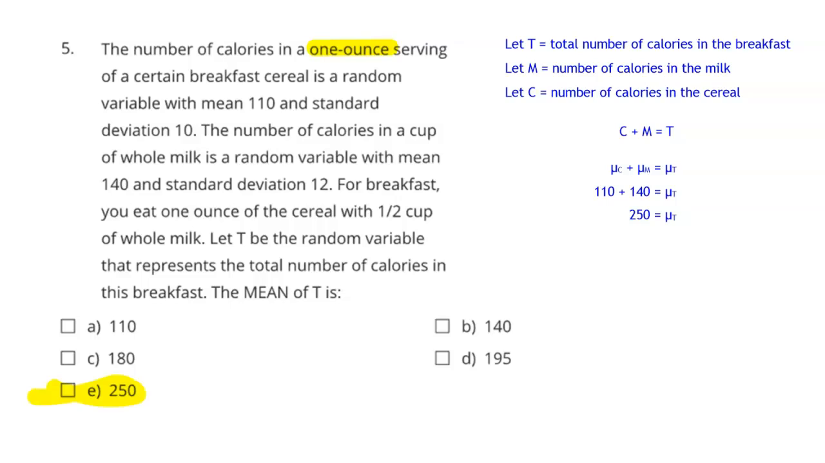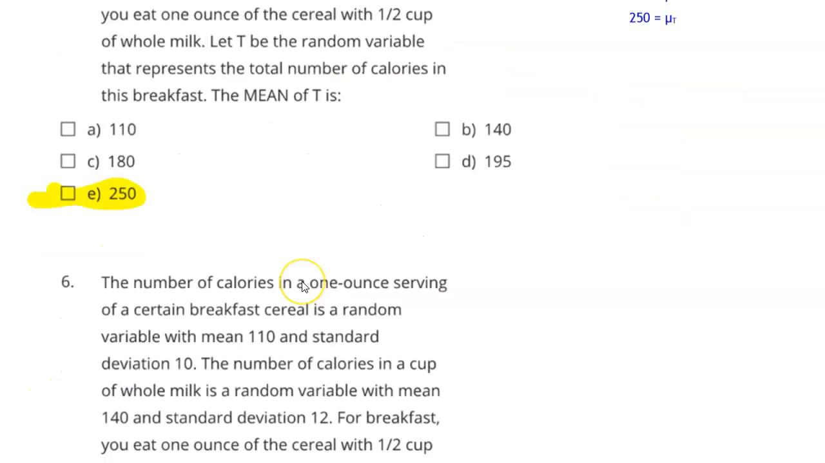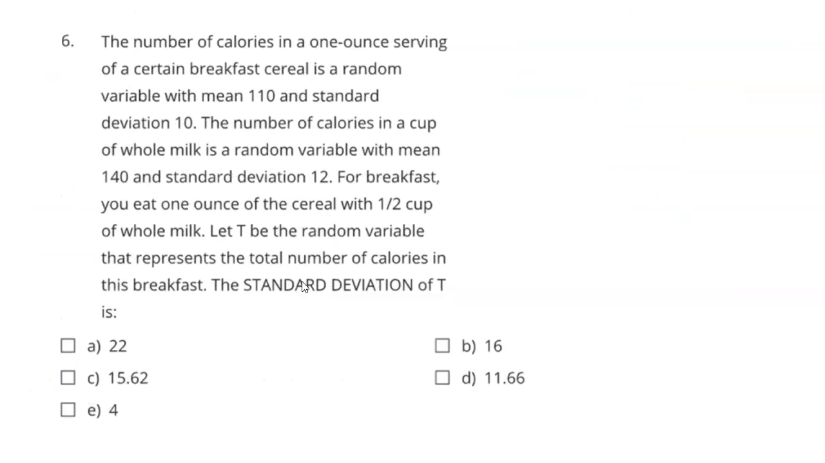Bada bing, bada boom. And one thing to remember for this situation is a phrase that we use in statistics, which is the mean of a sum is always equal to the sum of the means. The mean of a sum, in this case the sum is C plus M, is always equal to the sum of the means, the mean of C and the mean of M. That's how that works. Question 6, same situation.